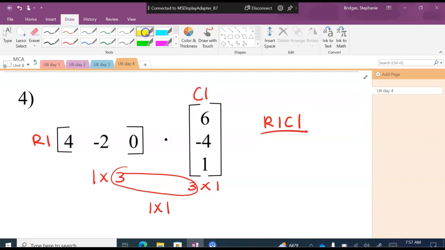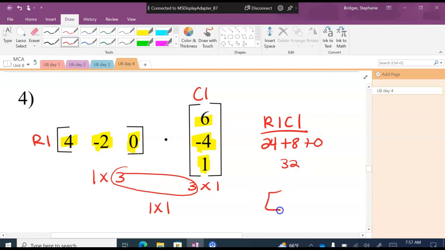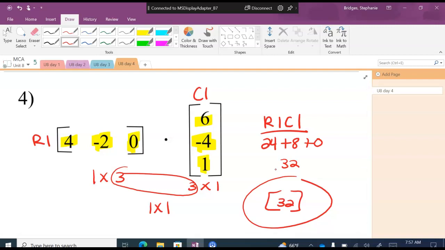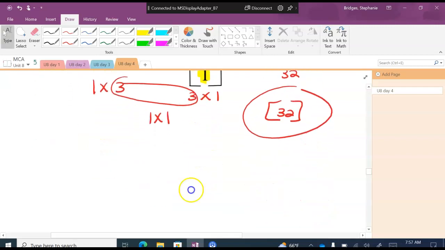So we're going to multiply 4 times 6 gives us 24. And then we're going to multiply negative 2 times negative 4, which gives me a positive 8. And then we multiply 0 times 1, which gives me 0. So when I add that, it's, again, a 1 by 1 is just simply one number in a matrix. And for some reason, questions like that always confuse people. I think it's just because I'm not sure what a 1 by 1 looks like. It's just one number. Is everybody okay with that one? Okay.